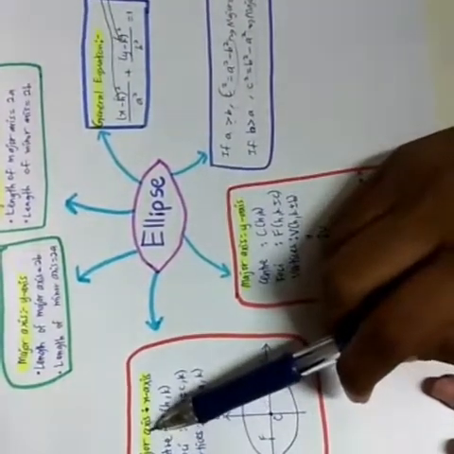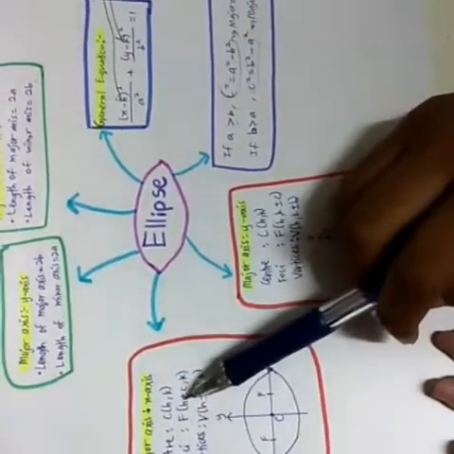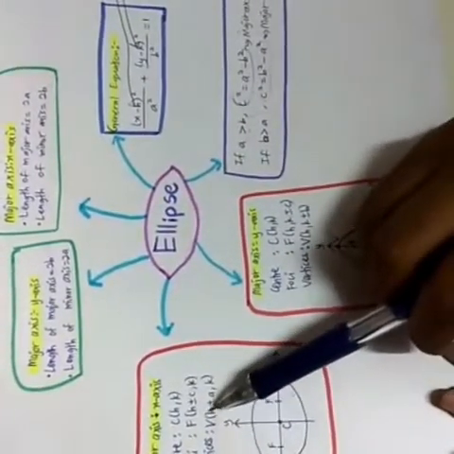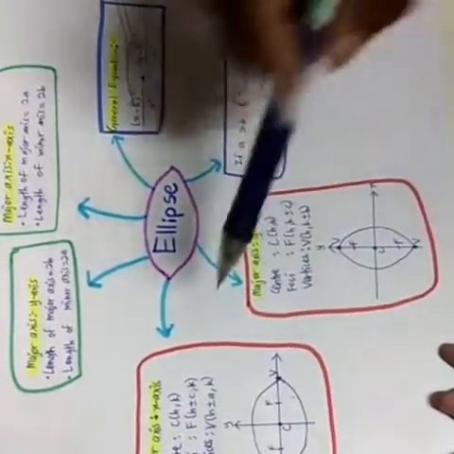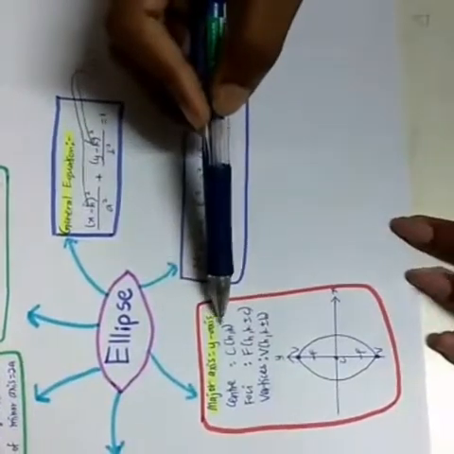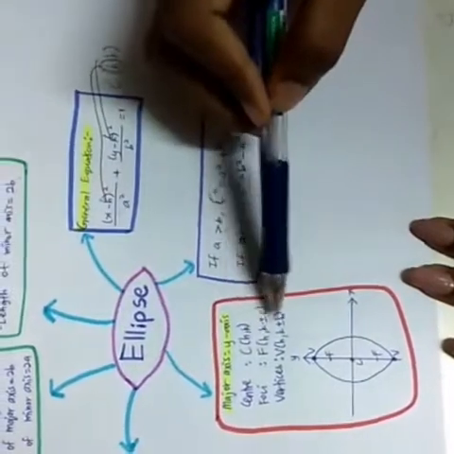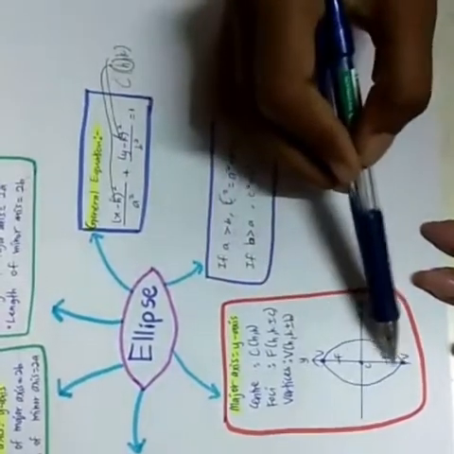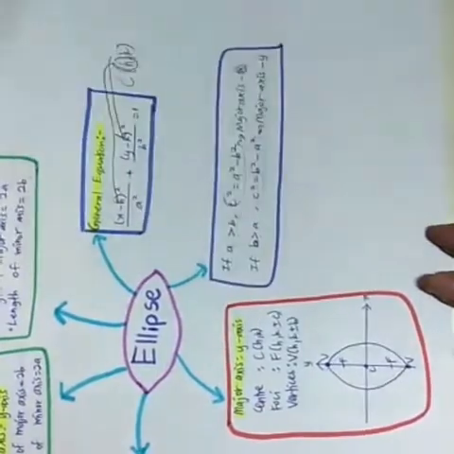Okay. If major axis is x axis, the center will be hk. The foci is h plus minus c, k. Vertices is h plus minus a, k. Okay. If major axis is y axis, the center will be hk, foci is h, k plus minus c, and vertices is h, k plus minus b. This is the shape of ellipse for major axis, y axis.